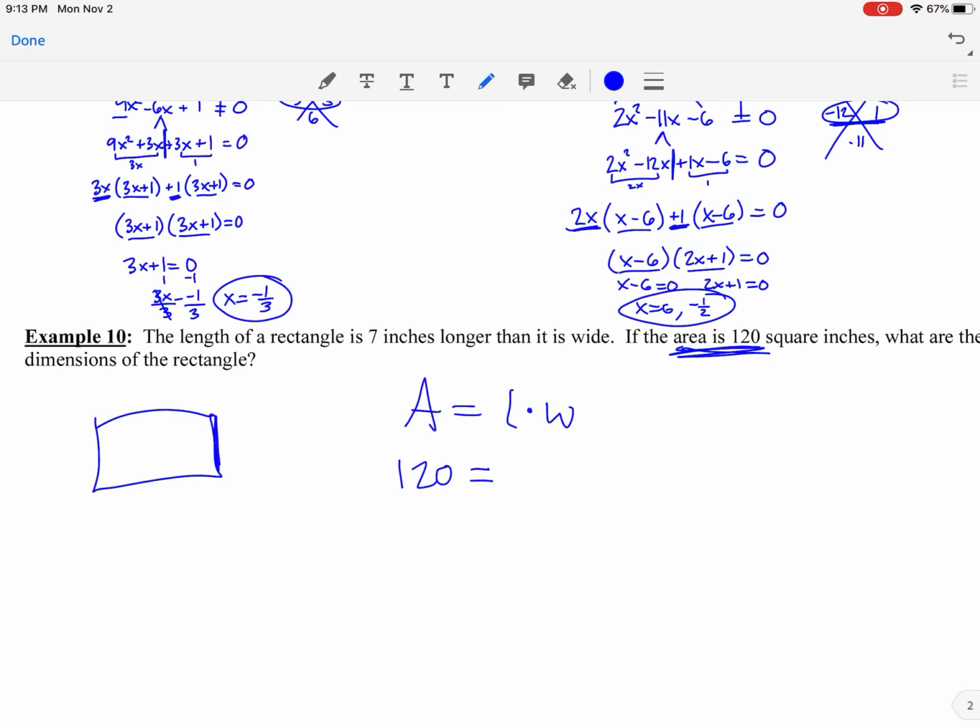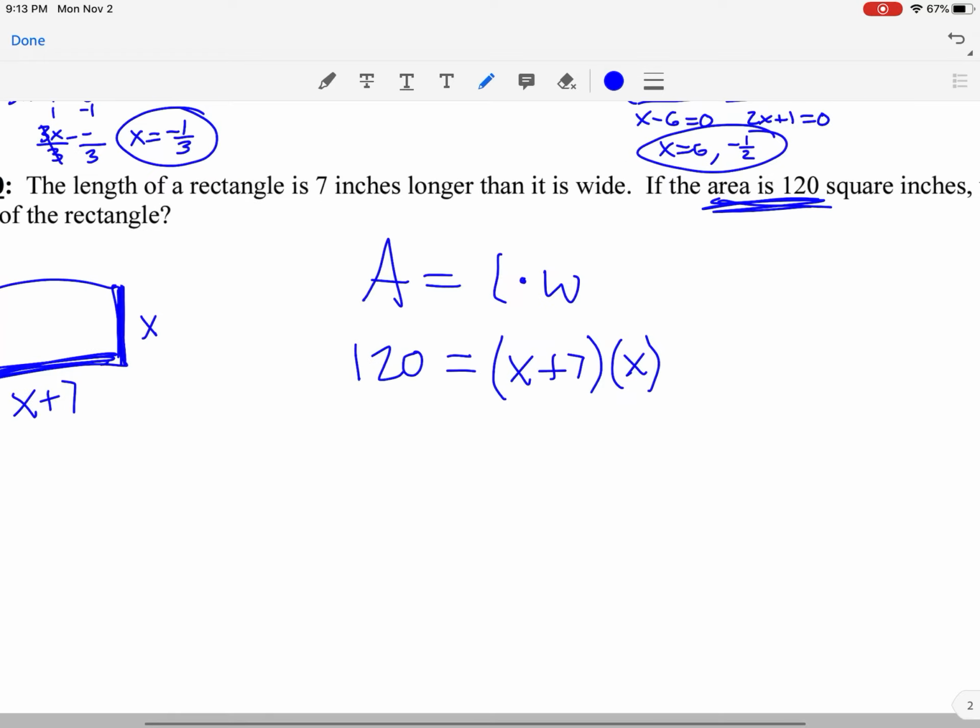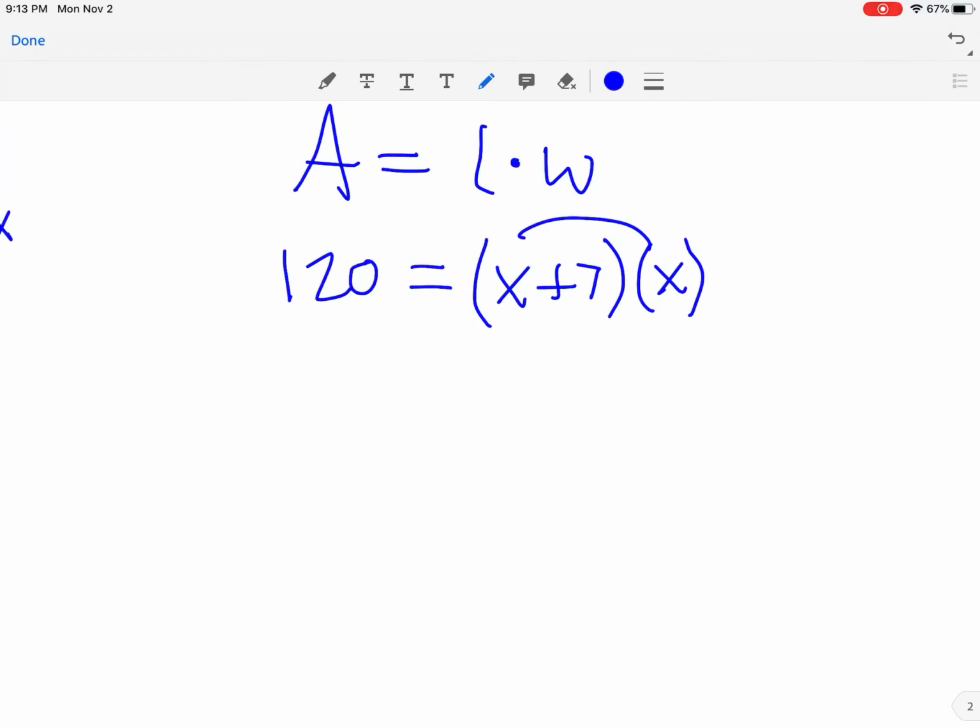So I'm going to pick the width over here to be represented by a variable x, because I don't know how long either the length or the width is. So it's going to be x on both sides. But if that is x, then we know that this side, which is going to be 7 inches longer, can be represented by x plus 7, because I'm just adding 7 inches on to create the length. So now I can fill this in as x plus 7 for my length and x for my width. And now we have an equation to solve. So let's go ahead and solve this.